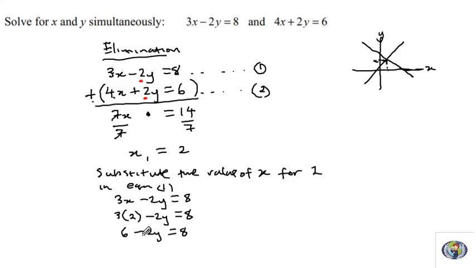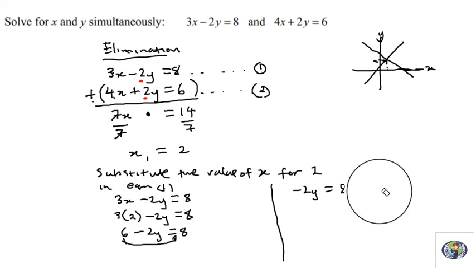Then how do you proceed? We proceed by grouping like terms, meaning you can take the 6 to that other side. It will change sign, and this can give you something like minus 2y is equal to 8 minus 6. Oh, I'm so eager. Why am I in a hurry? Okay, so that should give you 8 minus 6, right? And then this should give you minus 2y is equal to 2.